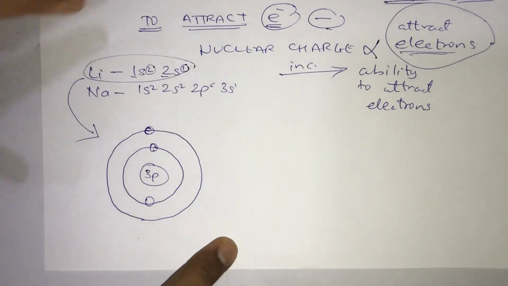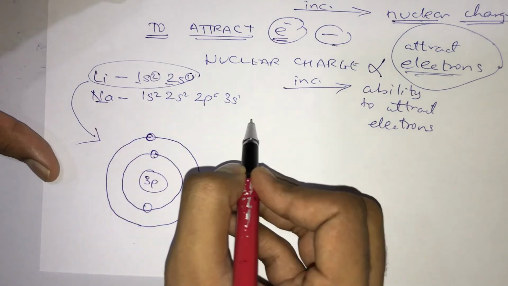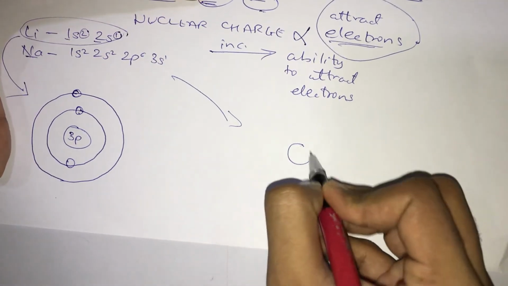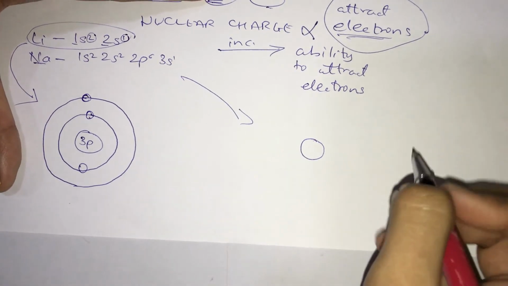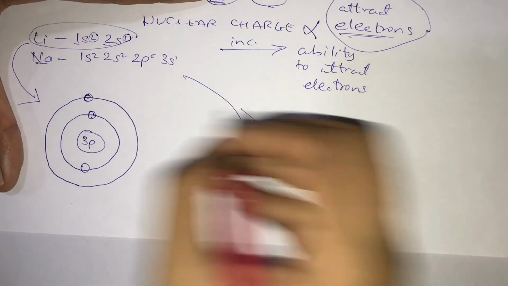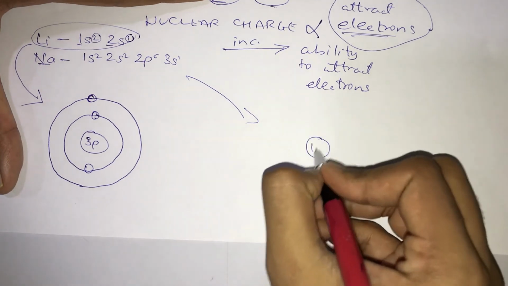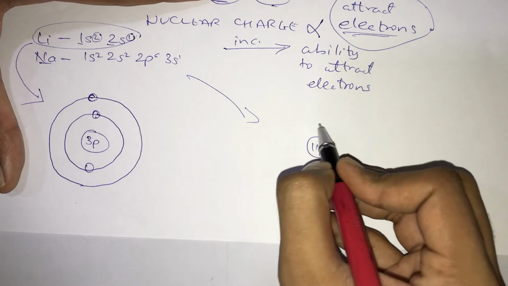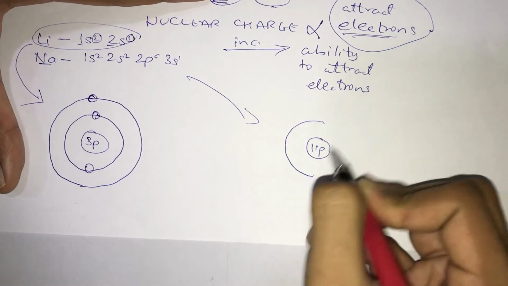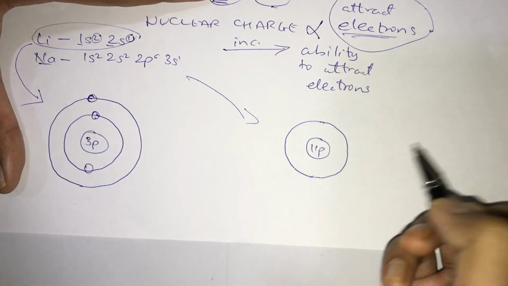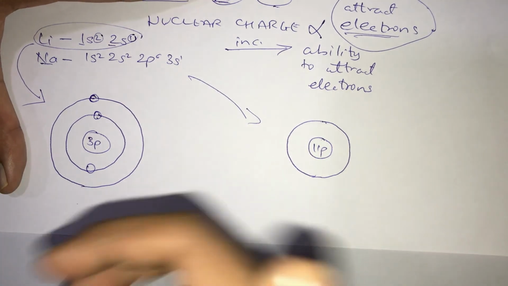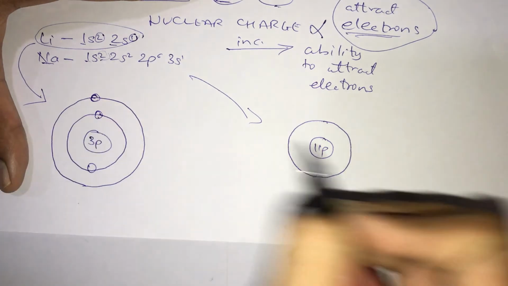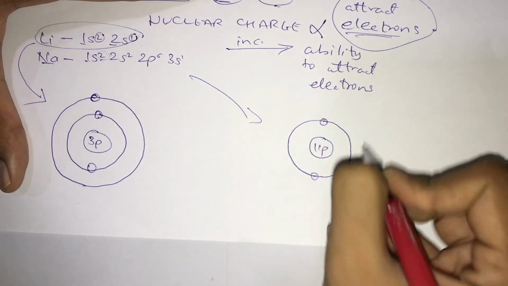And if I had to draw the diagram for sodium, first of all I am going to draw the nucleus, and inside the nucleus, since the atomic number of sodium is 11, there will be 11 protons. Okay, then the next thing that I am going to do is draw the first energy level. Now inside this first energy level there are only 2 electrons present, so I am going to draw first and second.